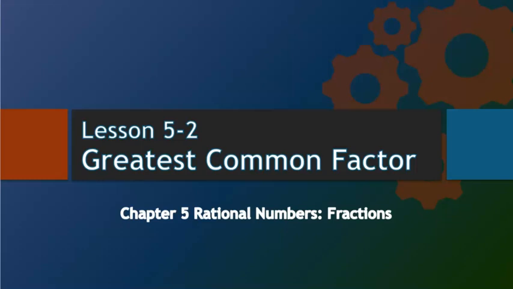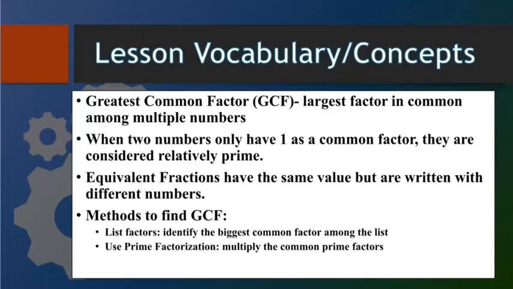Lesson 5-2, greatest common factor. So the greatest common factor is just the largest factor in common among multiple numbers. Now a factor, remember, is just those numbers that you are multiplying to get a product. So when two numbers only have 1 as a common factor, they are considered relatively prime.